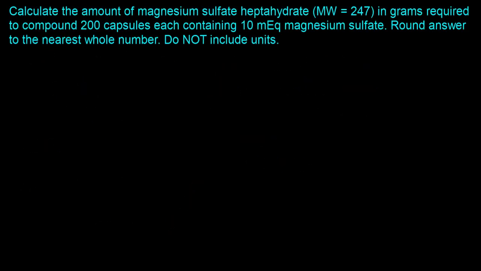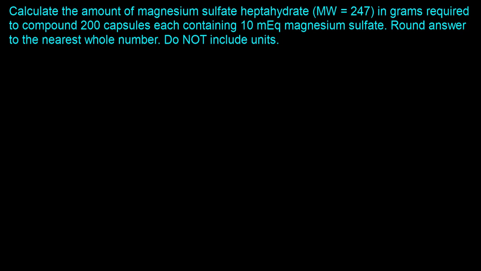Let's take a look at this question, which says, calculate the amount of magnesium sulfate heptahydrate with molecular weight 247 in grams required to compound 200 capsules, each containing 10 milliequivalents magnesium sulfate. Round answer to the nearest whole number. Do not include units. So let's start off by analyzing the question and figuring out a path to the solution.